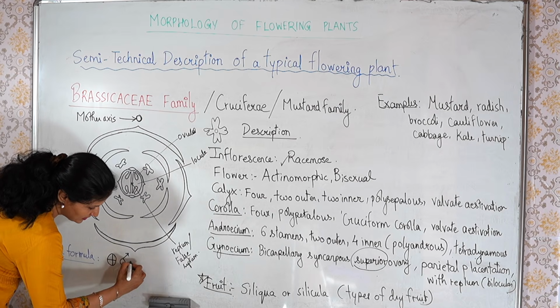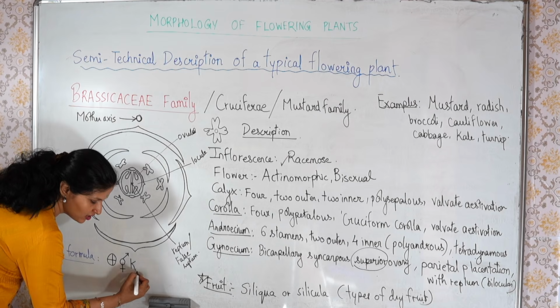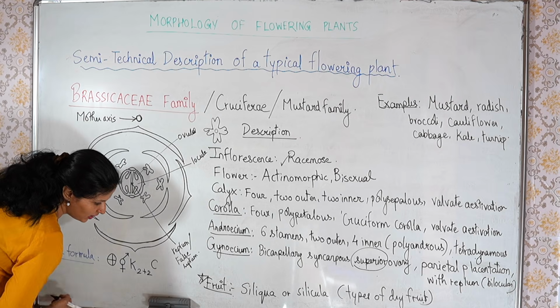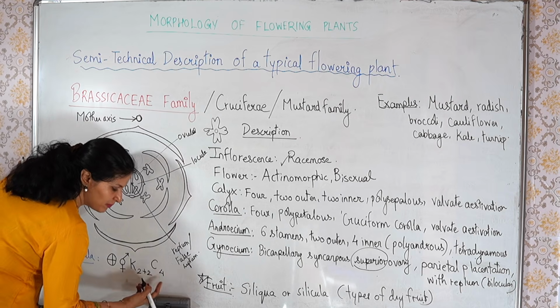Then about the calyx, K capital, what will you write? Will you write 4? No, you have to write 2 plus 2. Then about corolla, we write 4. Should we put 4 in bracket? No, because they have free petals.